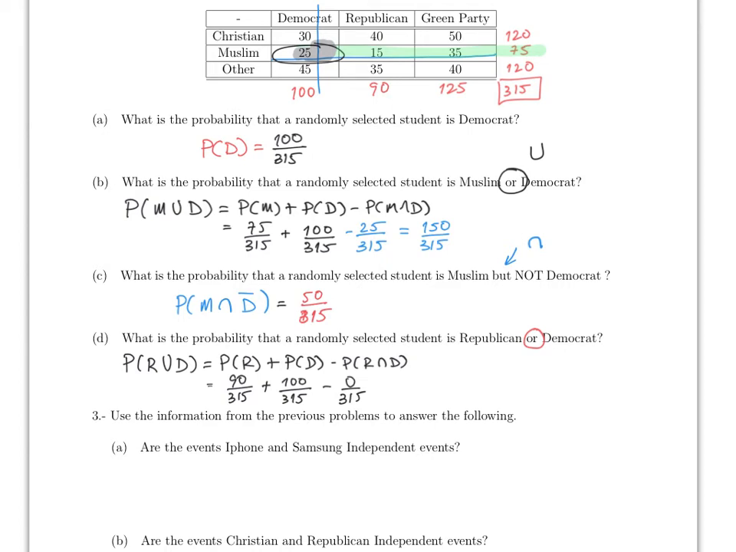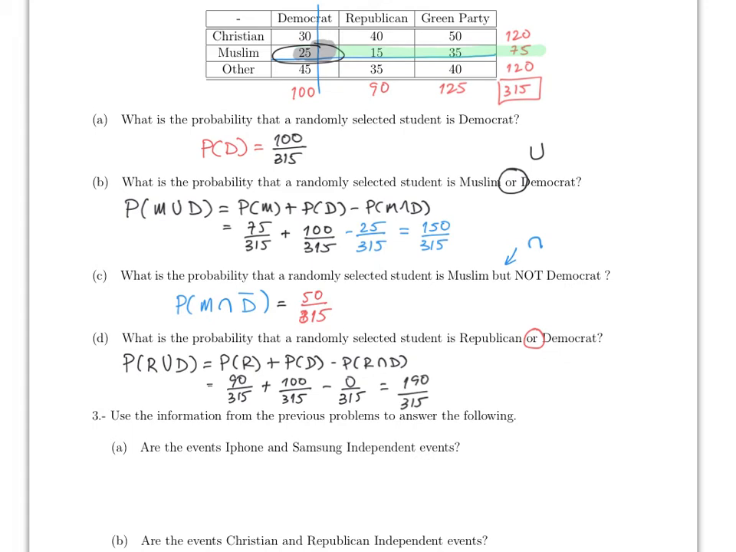So the point is that the rows are always mutually exclusive to each other, because you cannot be Christian and Muslim at the same time. You cannot be Democrat, Republican, or from the Green Party at the same time. But you can be Republican and Christian, you can be Republican and Muslim, you can be Green Party and other and so forth. Okay? So in this case, the answer is just 190 over 315.